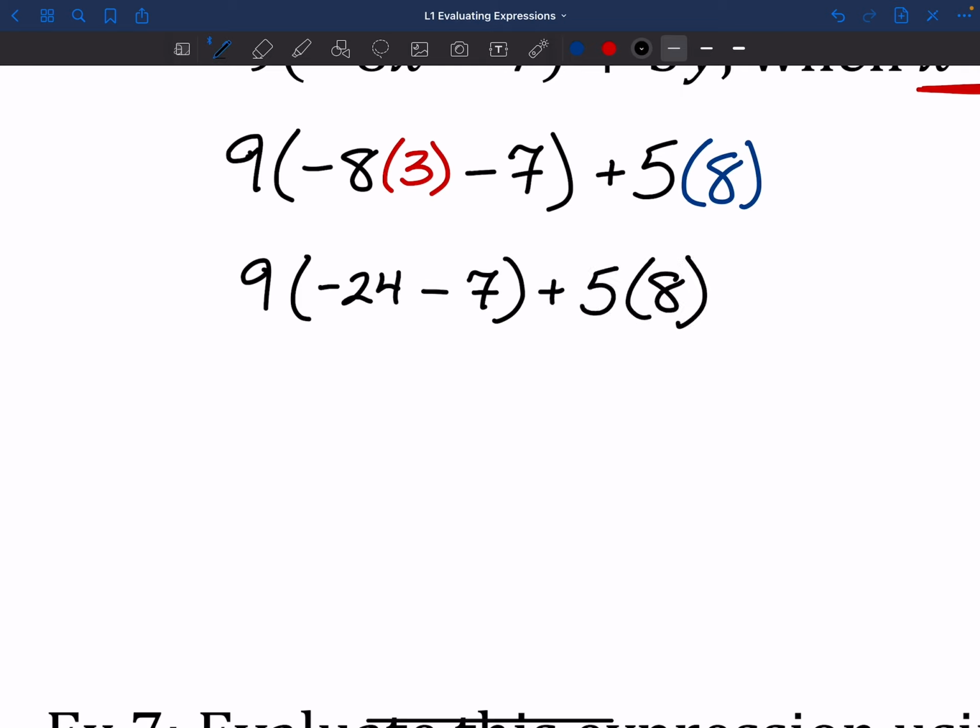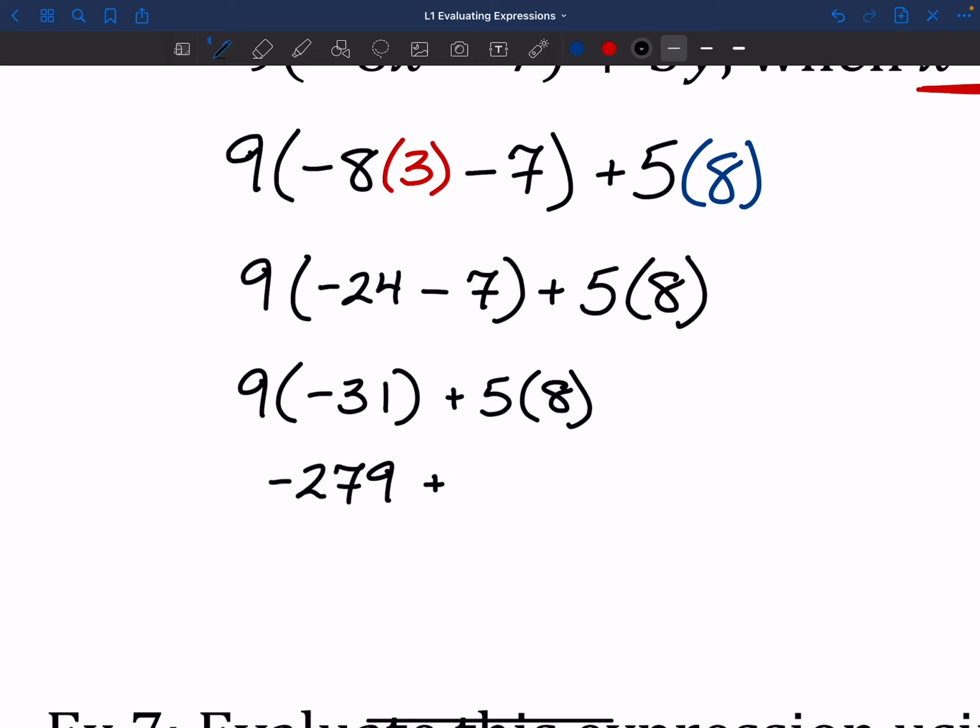Again, I'm bringing everything else down. Still in those parentheses, we've got negative 24 minus 7 more, which is going to bring us to negative 31. If we're subtracting from a negative, we're getting further negative. Now we're done with parentheses. Nothing else I can do in those. There's no exponents. I have plenty of multiplication to do, though. 9 times negative 31 is negative 279. 5 times 8 is 40. And then we just add them together. That's going to give us negative 239 here.